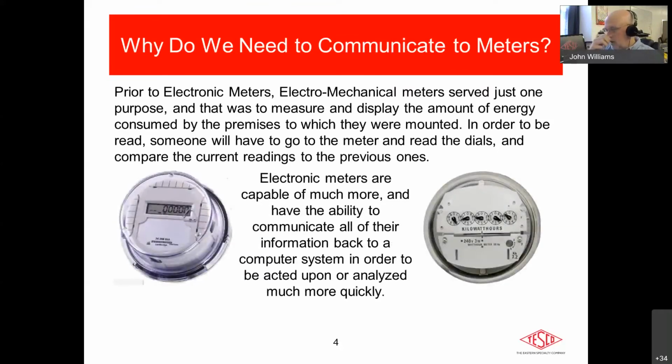So first, a little bit about why do we need to communicate to meters? Well, for most of us, that's kind of obvious, but prior to the age of electronic meters and AMI and AMR, electromechanical meters, of course, served only one real purpose, and that was to measure the energy and display it on the dials on the front of the meter. So in order to get that information from the meter, a person had to go out and record those readings, write them down in a notepad, and then bring it back. And then there was a comparison from this meter read to the last meter read, and then you knew your consumption.